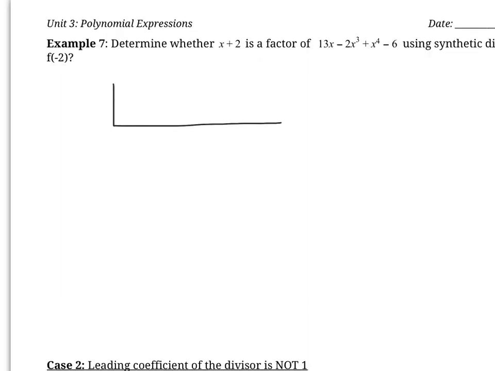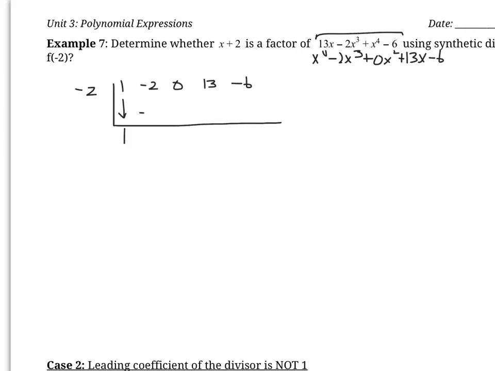Okay, so remember, inside our L go the coefficients of our dividend, and we have to rearrange it just like we did before. So we're going to go x to the power of 4 first, and then minus 2x to the power of 3. There's no x squared term, so we put plus 0x squared, and then plus 13x, and then minus 6. So we've got 1, negative 2, 0, 13, and negative 6. The zero of our divisor is negative 2, so that's the number that goes there.